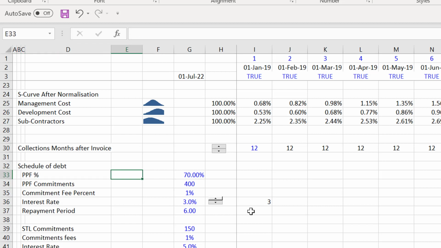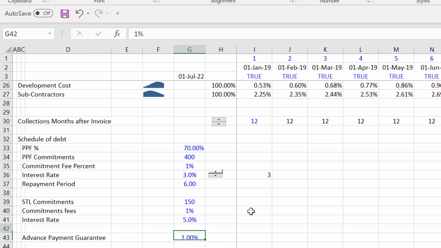And they call it a PPF, and I am totally embarrassed. I can't remember what that stands for. Facility is the last one. Project payment facility, maybe? That's probably what it is. And then we have a total loan commitment. So this is classic loan terms with a commitment fee and an interest rate that I allowed to change.